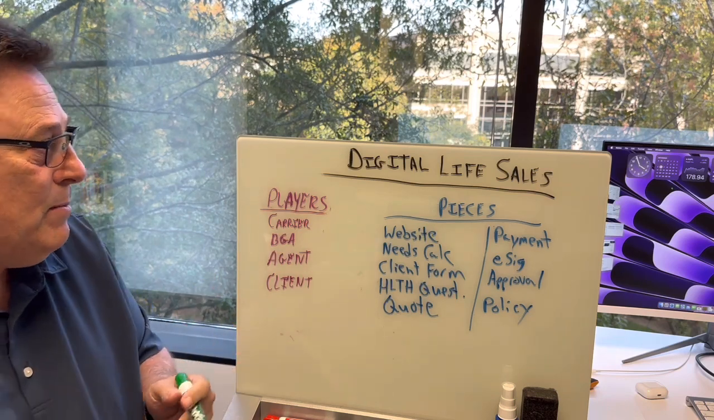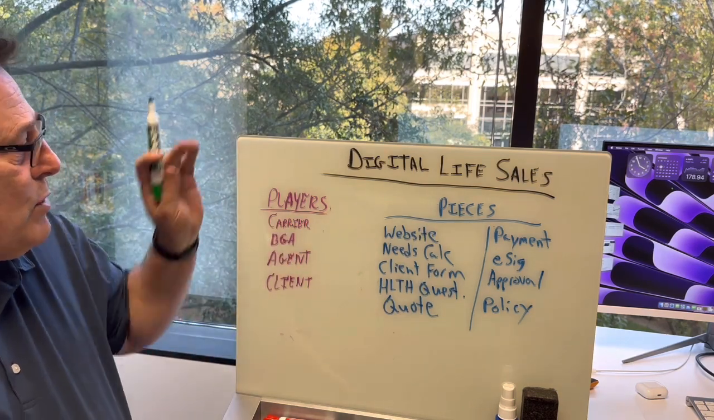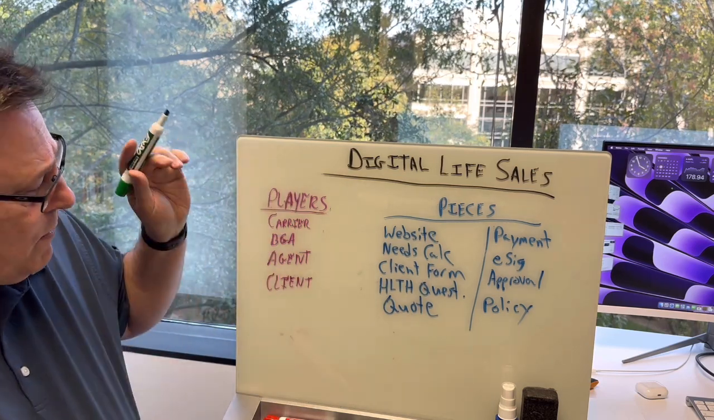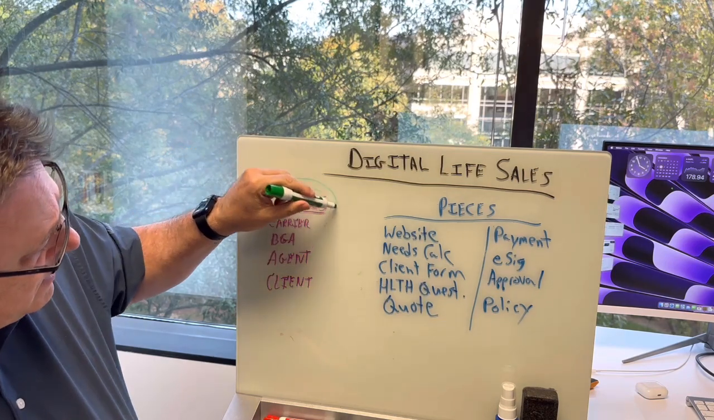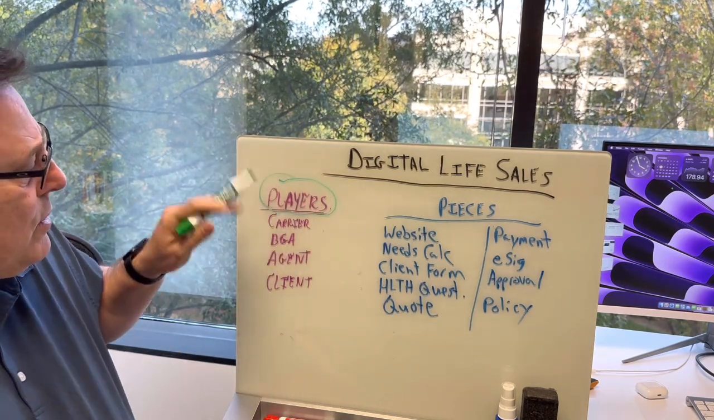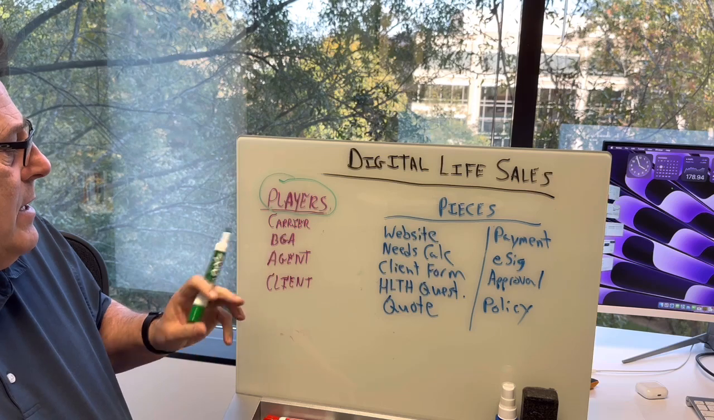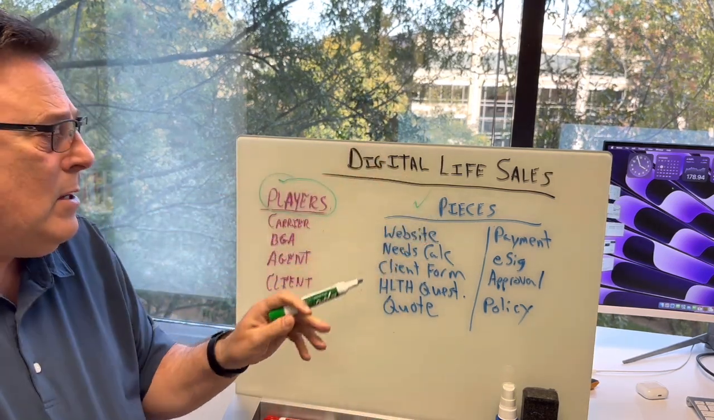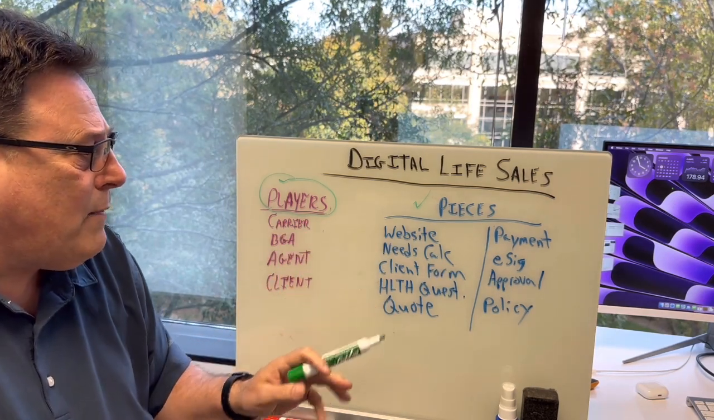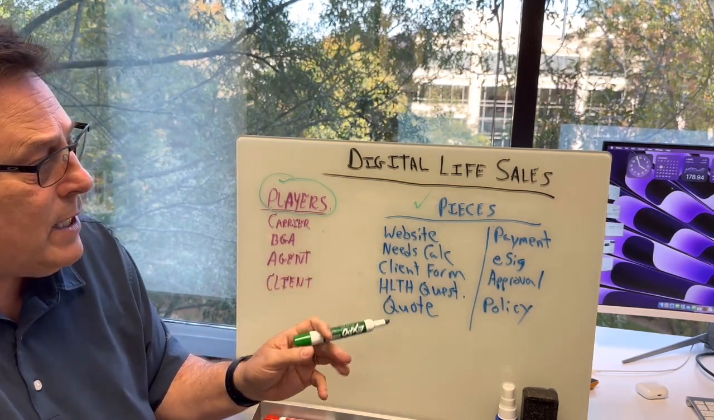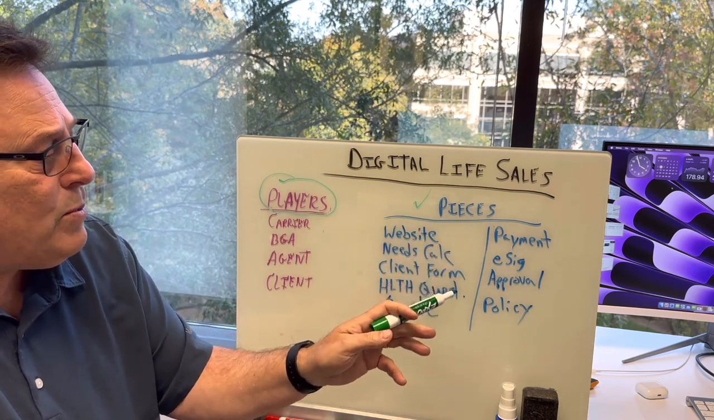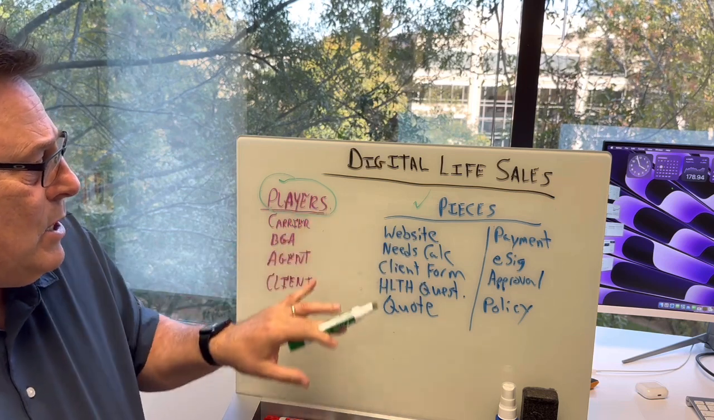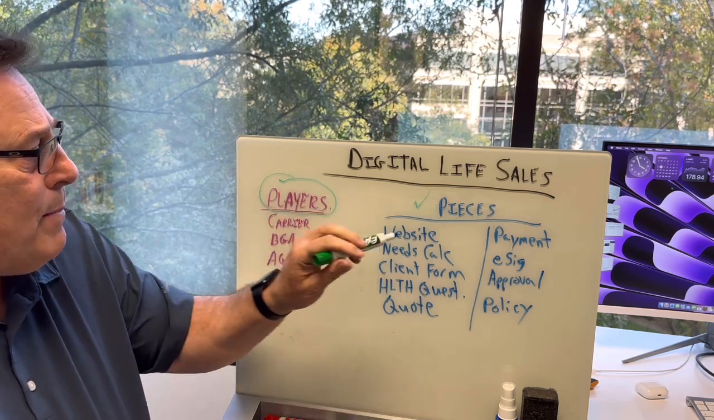for instant term, the first thing I'm going to do is go to my glass whiteboard here in my office. Love this whiteboard. So first I think of the players, or the who, the parties involved. We got the carrier, the BGA, the agent, and the client. Then we look at the pieces, the components here: website, needs calc, client form, health questionnaire, and quoting. And we've got the payment, e-signature approval, and then the policy. So those are the pieces needed, and now we've got to build a process.